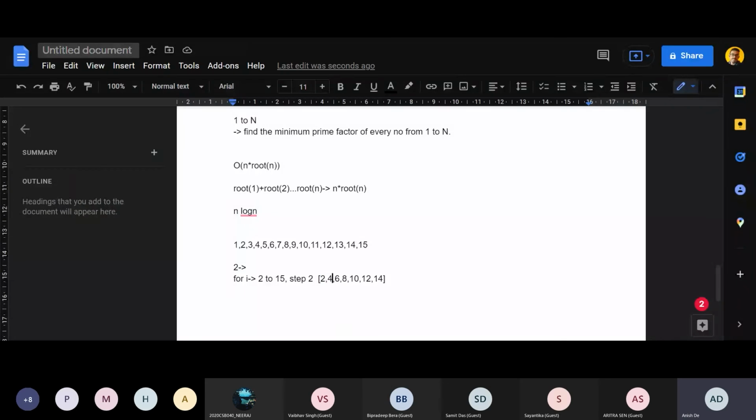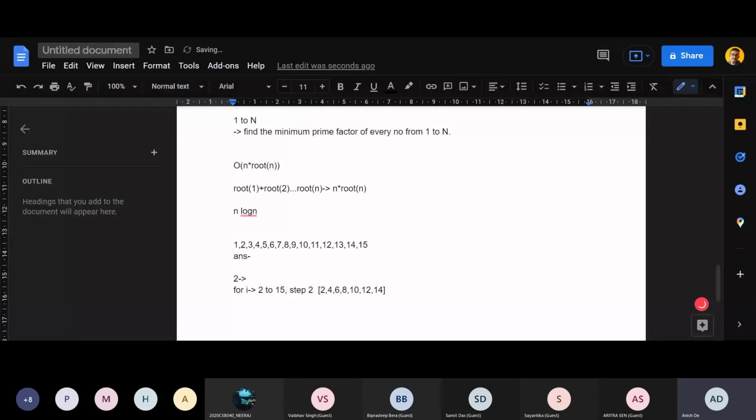Again, 4 and 6 is 2. So the difference between the numbers which are divisible by 2 is 2, right? So if we run a loop from 2 to 15 with a jump of 2, we will get the numbers which are divisible by 2. Is this part clear, the jumping thing? Okay, so we will start from 2 and jump with a length of 2, and let's say we have an answer array where we will store the minimum prime factor of every number from 1 to n.